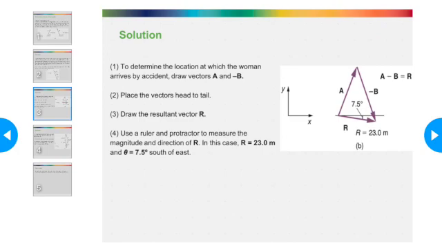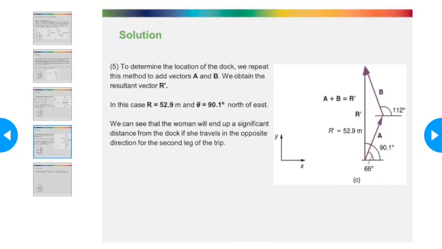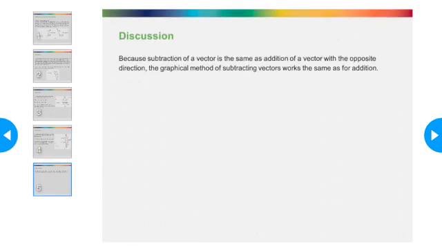And if you were just to add the two vectors normally, instead of subtracting them, here's what you would get. Just for reference, they are completely different numbers. We did not get the same thing out. 52.9 meters at 90.1 degrees. So there we go on that.